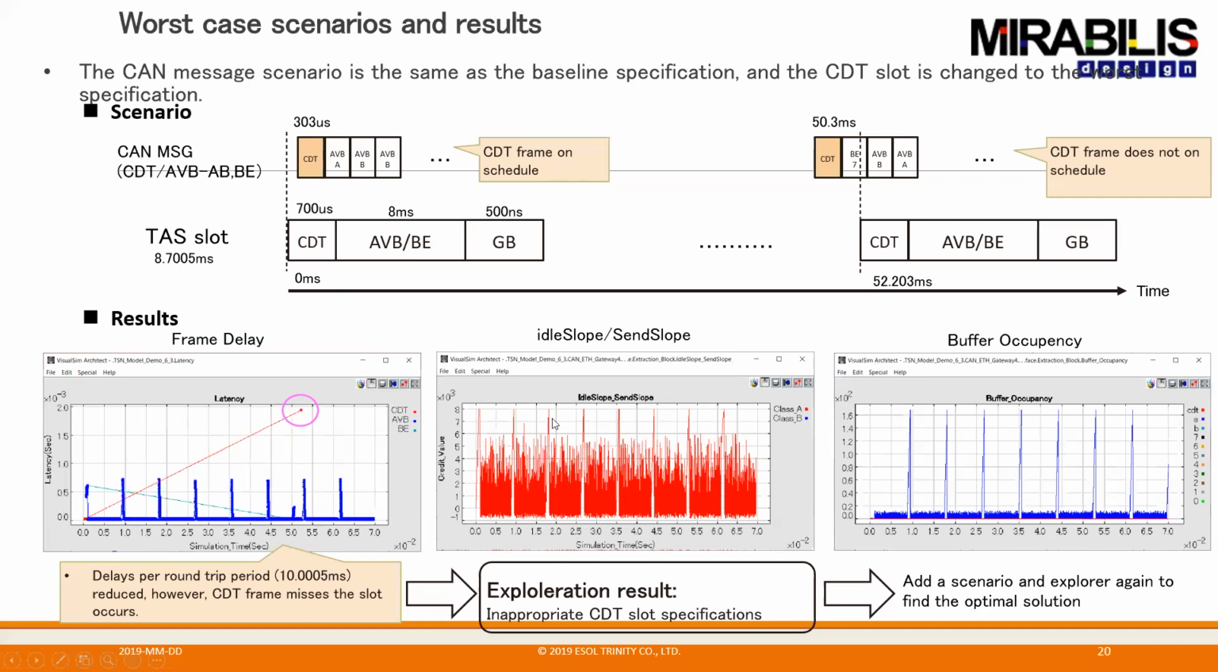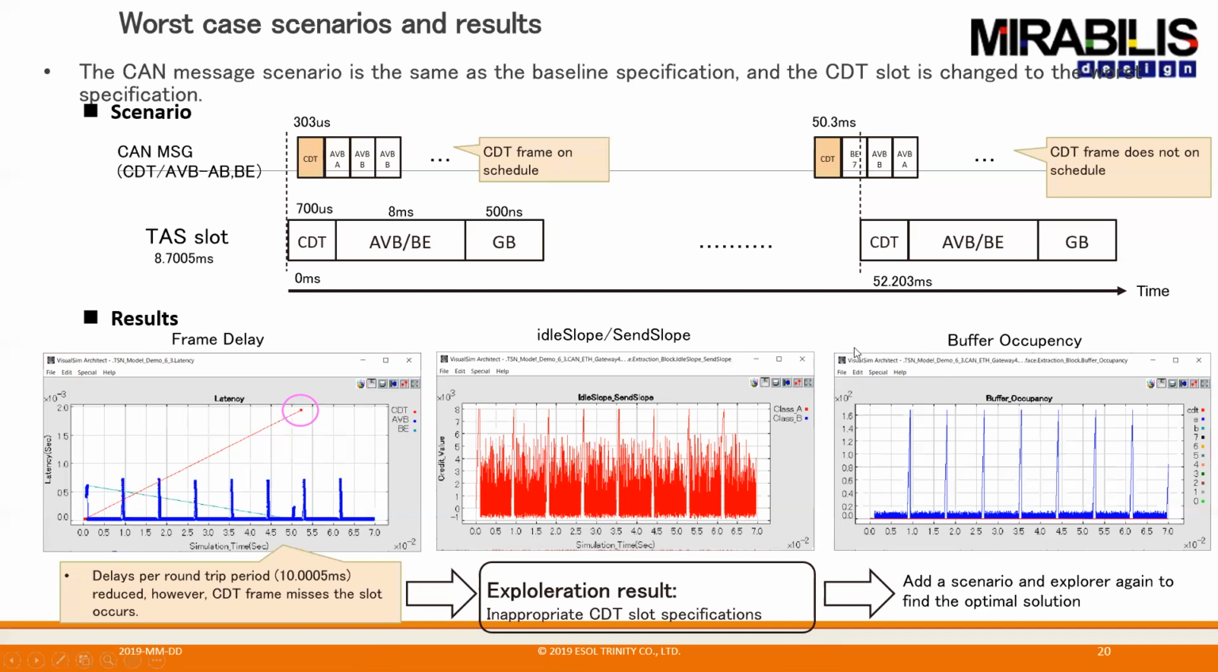So what is happening is, for this particular traffic profile, where we have an 8.7 millisecond slot, you can see that the CDT ends up missing the slot at different times, at least at this 50 milliseconds, and as a result is not able to meet its timing requirements. So this specification will not work for the particular architecture that we're looking at.